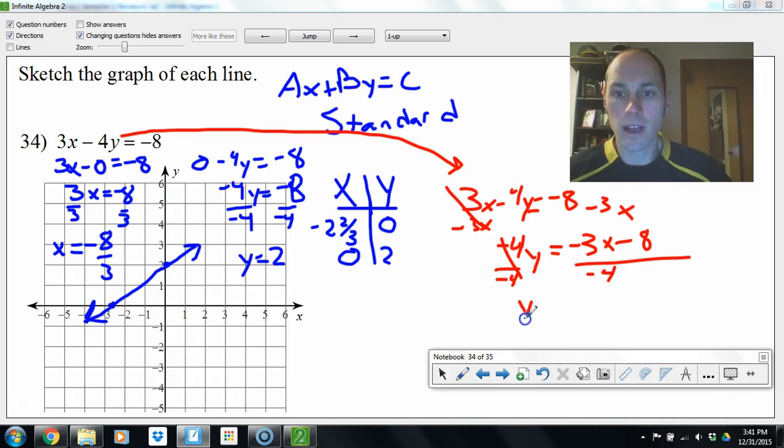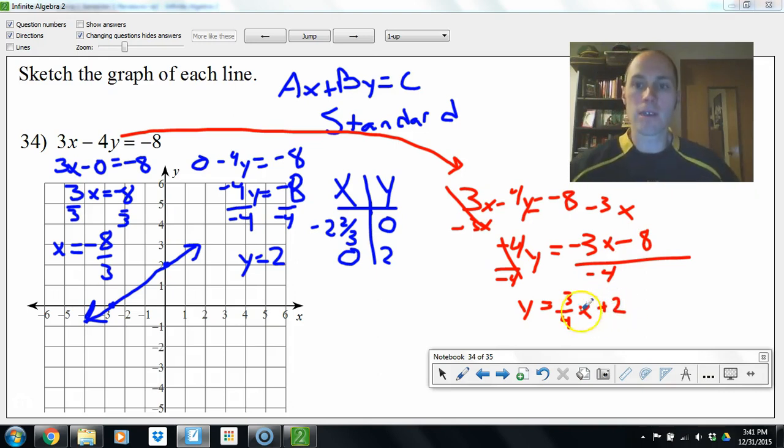So in this case, we have y equal to negative 3 divided by negative 4, which is positive 3/4 x. Negative 8 divided by negative 4 is positive 2. Remember, in slope-intercept form, the y-intercept is the number by itself, the b, which is 2. Slope is the coefficient of x, 3/4. So I go up 3 over 4 from that point. And notice if I connect those, it's on the same line.